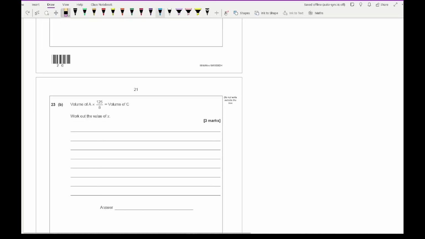So looking at question 23b, it says the volume of A times 125 over 8 is equal to the volume of C. Now to work this question out, the question is asking us to work out x.